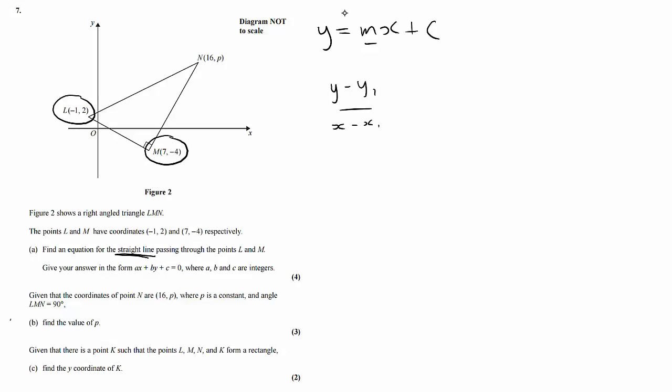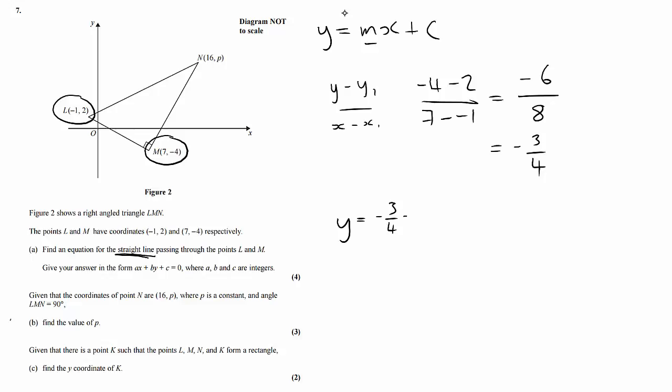So let's start with the y's here, minus 4, minus 2, and then to the x's, over 7, minus 1. So minus 4 minus 2 is minus 6. 7 minus 1 is 8. So minus 6 over 8, which simplifies to minus 3 over 4. Put your minus 3 over 4 gradient into your y equals mx plus c, and then substitute in any of those, either L or M, the x and y coordinates, to find your c.